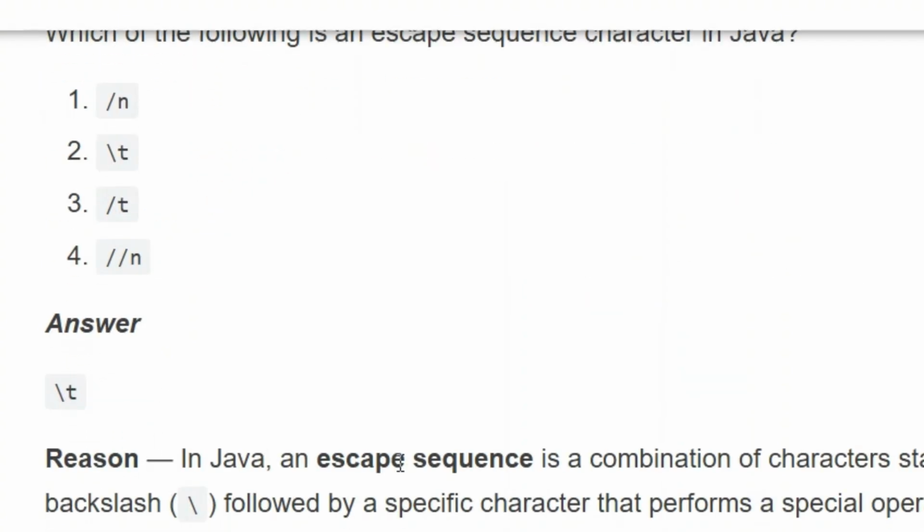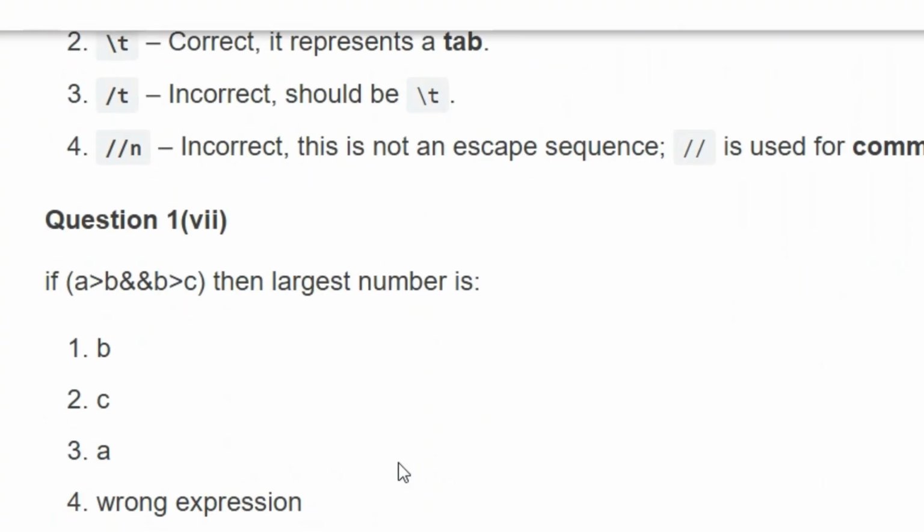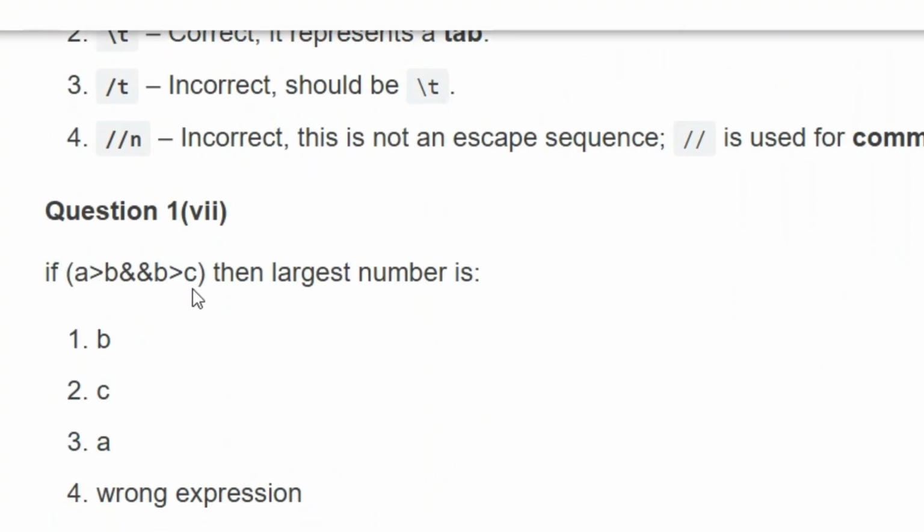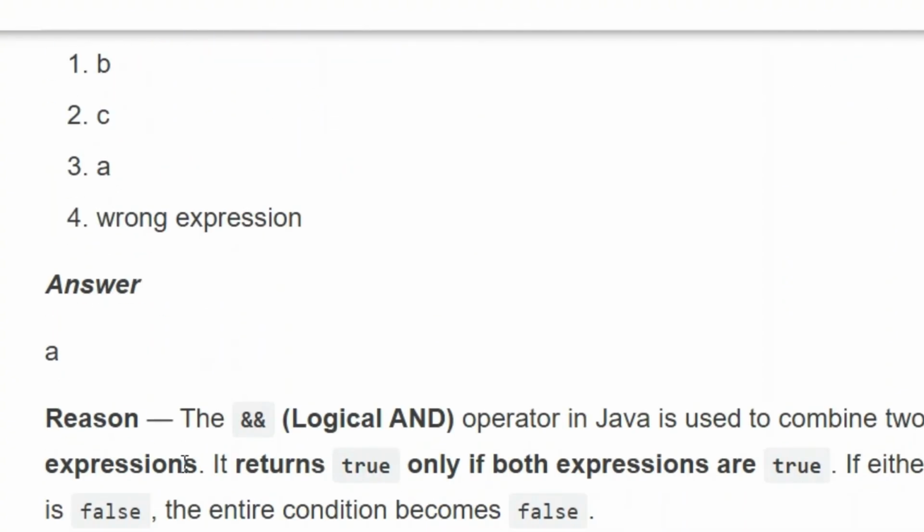Question 7. If a is greater than b and b is greater than c, which number is the largest? Answer. Since a is greater than b and b is greater than c, a is the largest. Correct answer. Option 3, a.